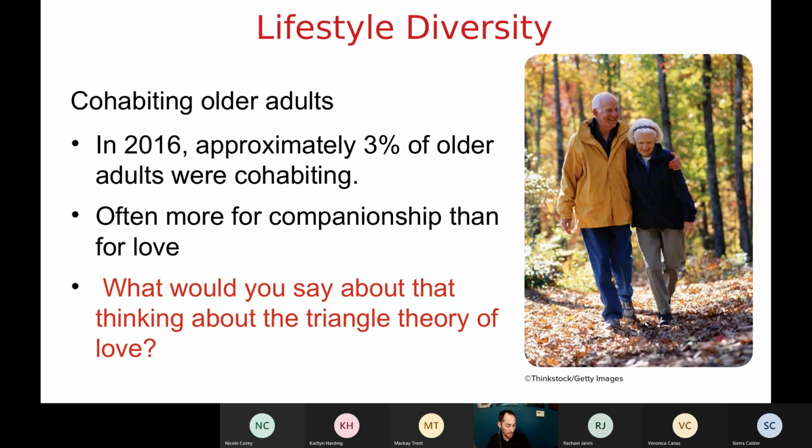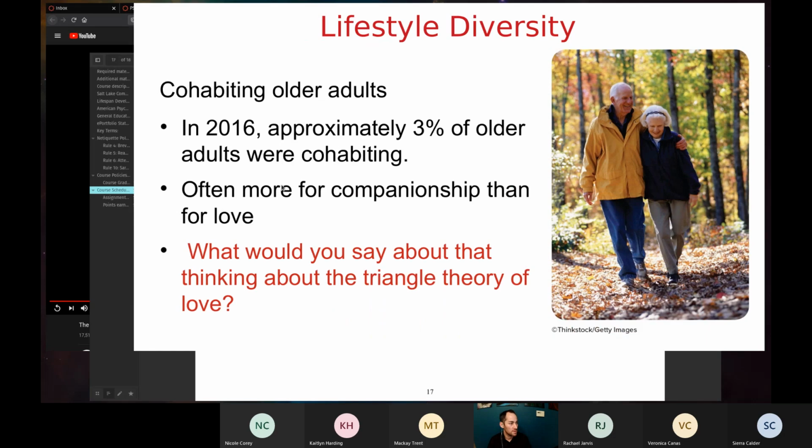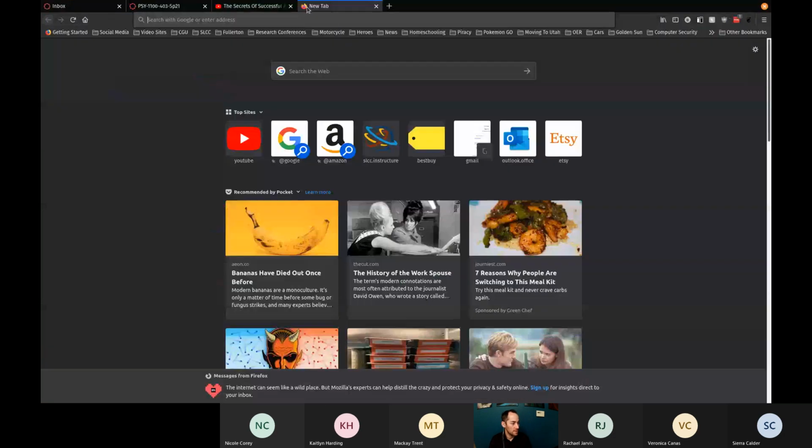So hopefully you're thinking about this. I will pull up an image of the triangle theory of love, but think about this finding. So 3% of older adults were cohabitating. The researchers suggest this was for companionship rather than love. So let's look at the triangle theory of love and talk about it.